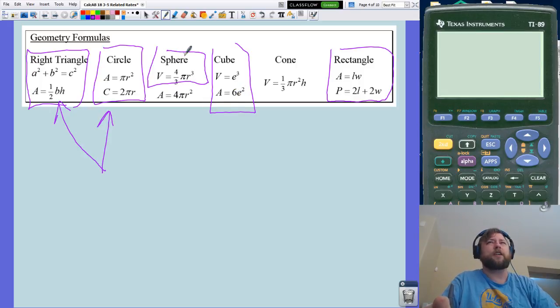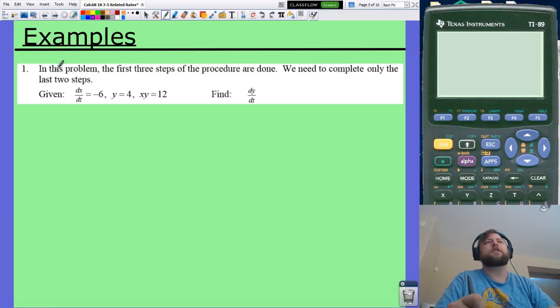But things like sphere and cone, you don't have to know. Usually that would be given to you. So let's do an example. This is basic, not the word problem. Let's just work on a problem.